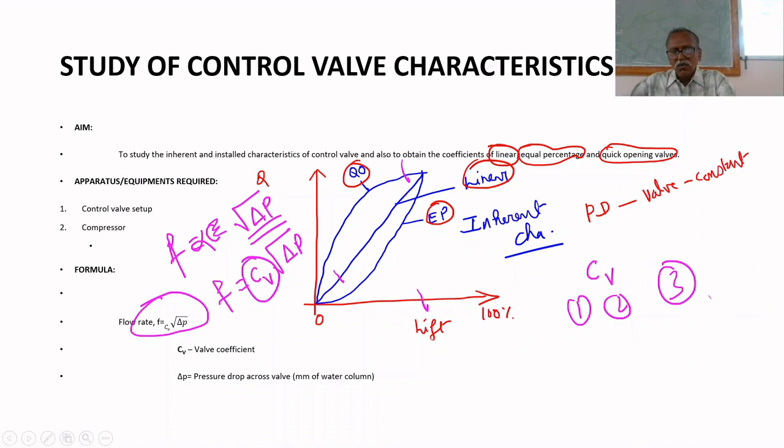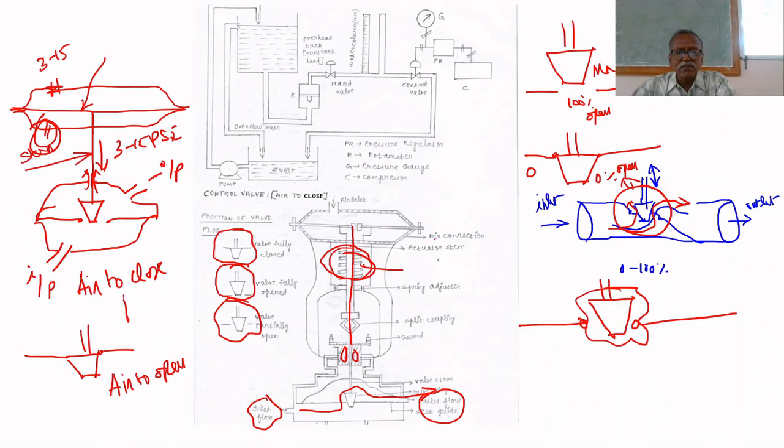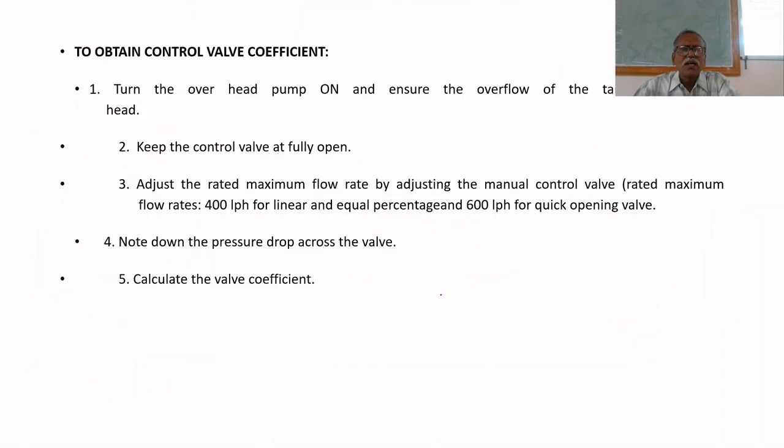Each has 400 or 600 LPM flow rate. Some valves are for 800. The first one is, I think, 800, 600. The other 2 are 400, I think. There it will be mentioned. For quick opening 600 LPH, for linear and equal percentage 400 LPH, liters per hour. So you have to fix the maximum flow rate. For that, what is the delta P you have to find? Once you know the delta P, you can find CV.